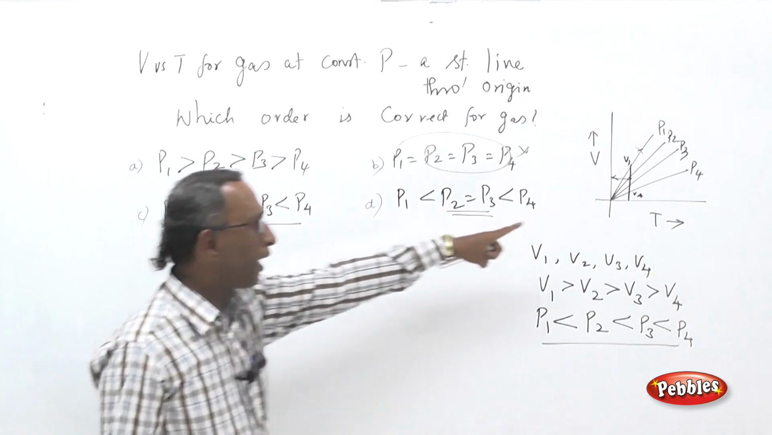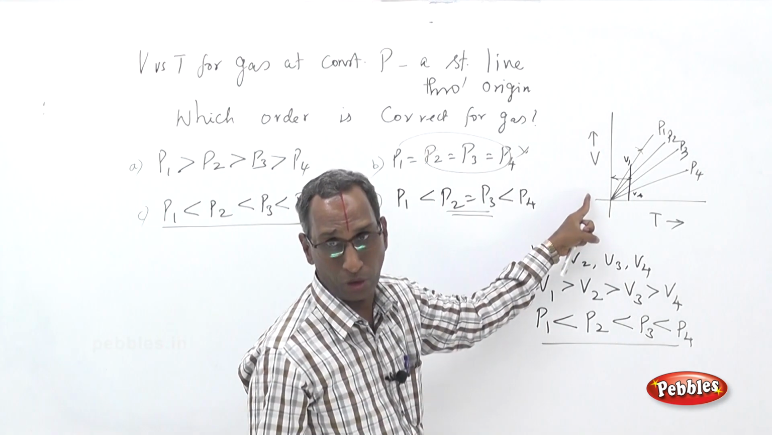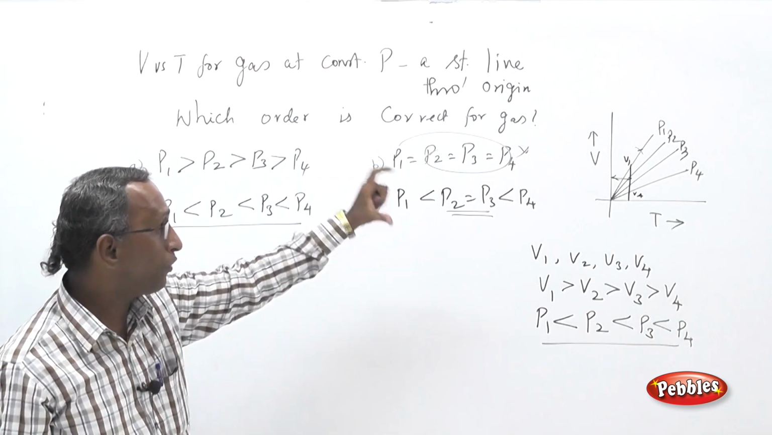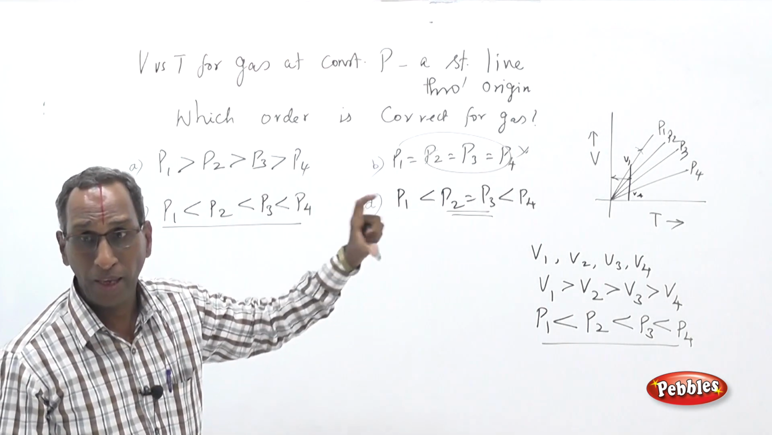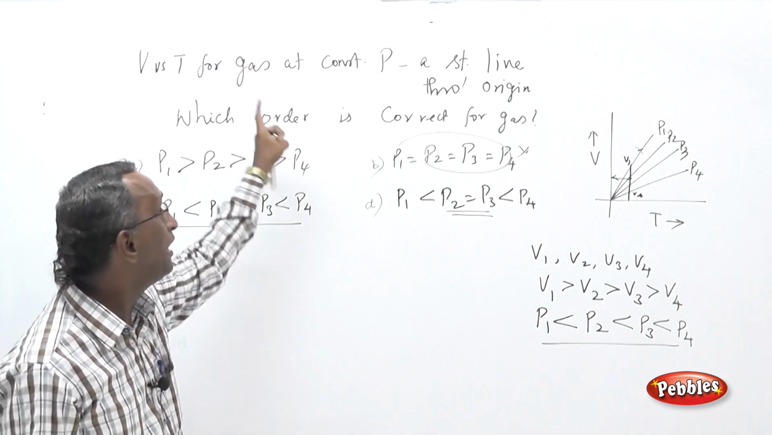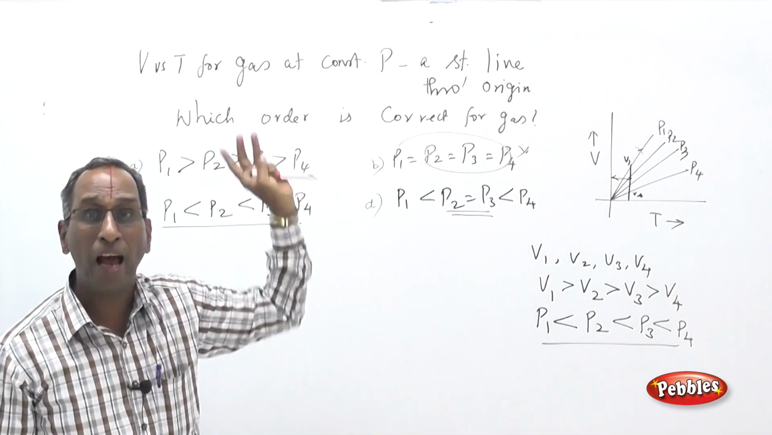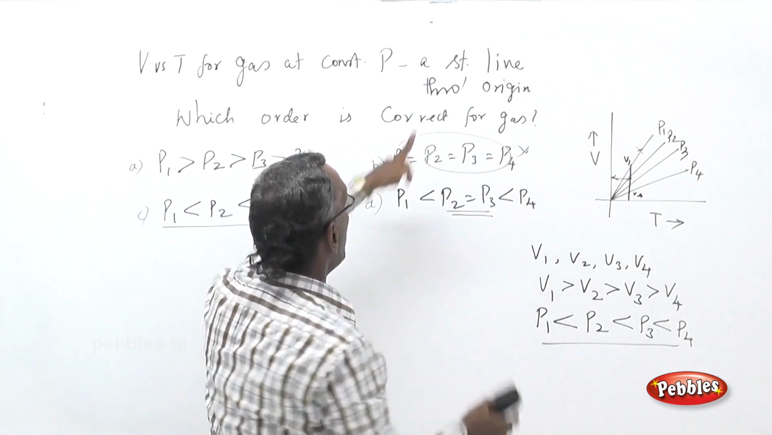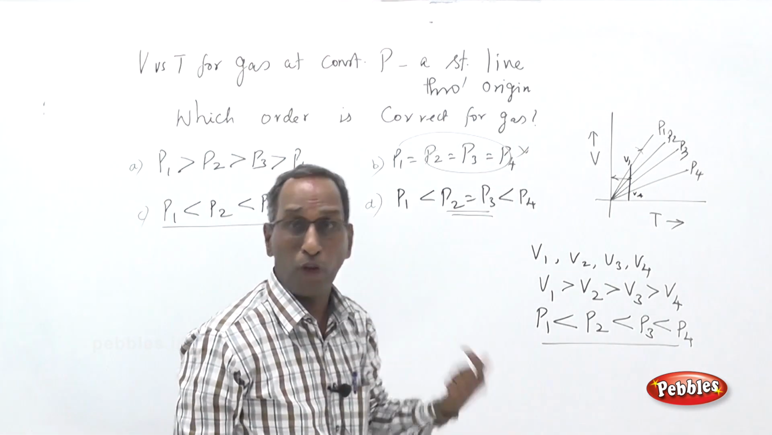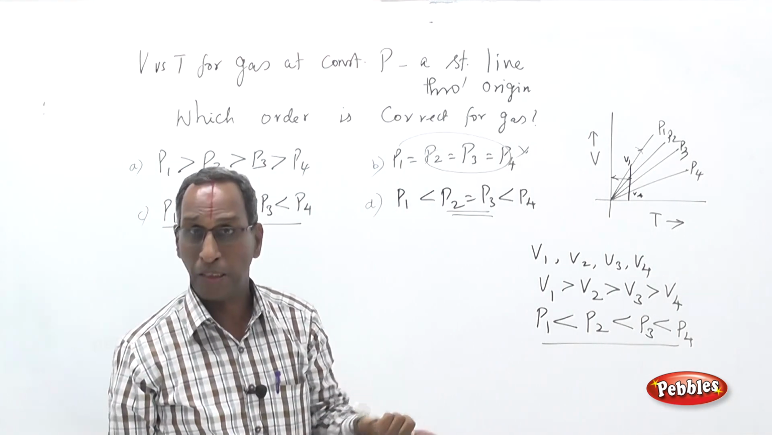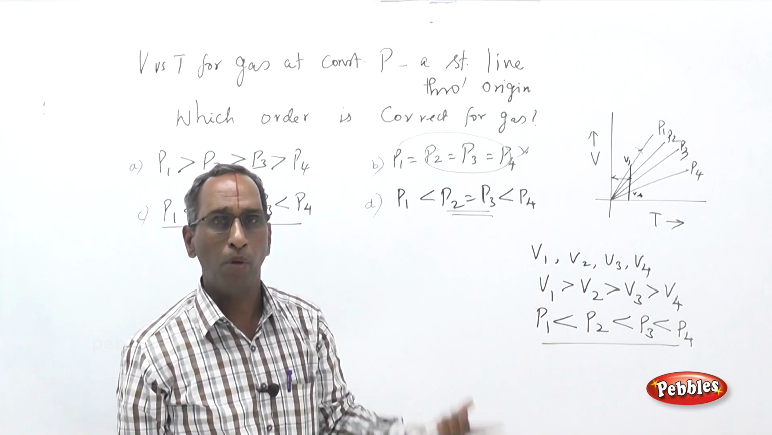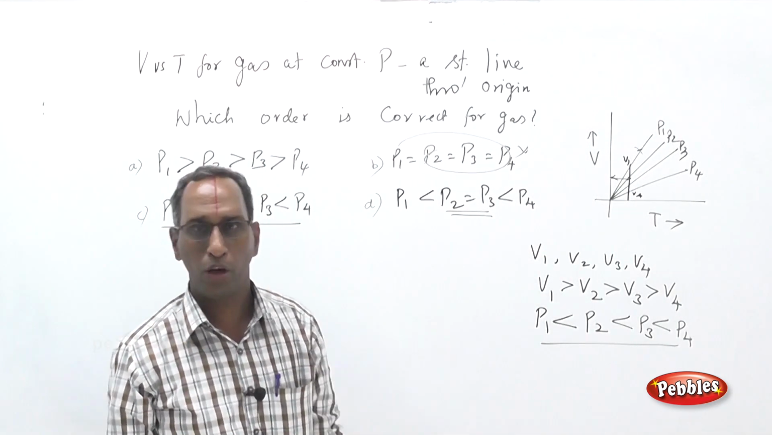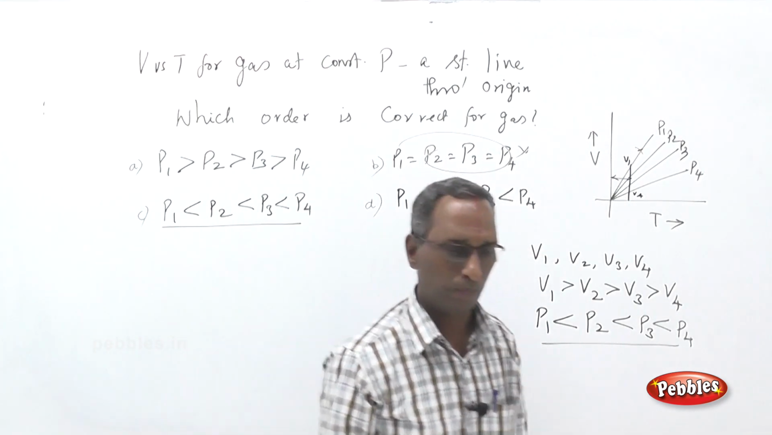All these are lines passing through the origin, that is also given. Here, for reference purposes, the figure is given. In some cases, they may not give this as such. You will have to draw it because only the notes are given: it is a straight line passing through the origin. So we have to draw 4 different lines and then mark them. That is to be noted. Here, as per the figure, this is the correct order.